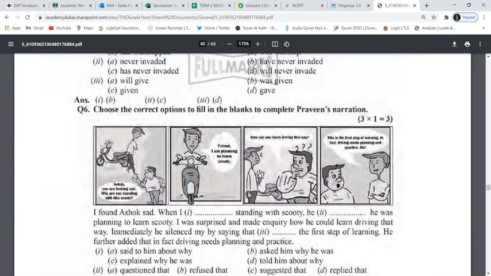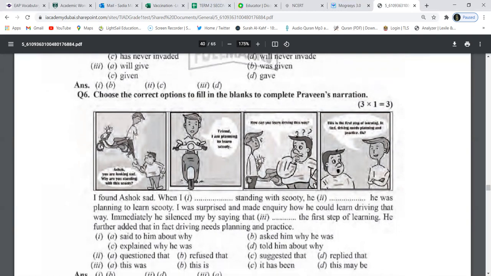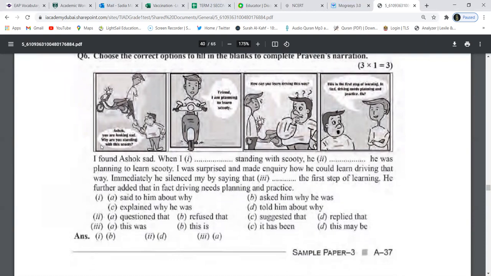The comic strip, if it is not visually clear to you, kindly enlarge it if you are using your iPad. Or you may skip the comic question for practice.